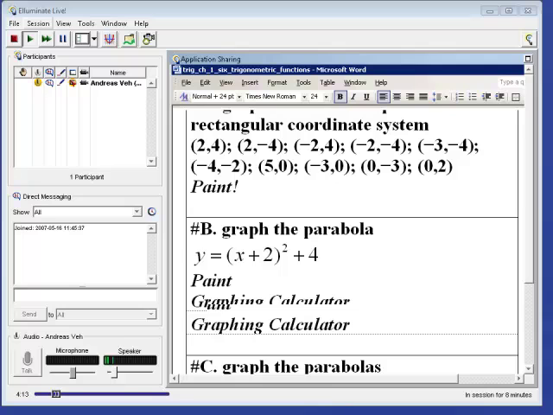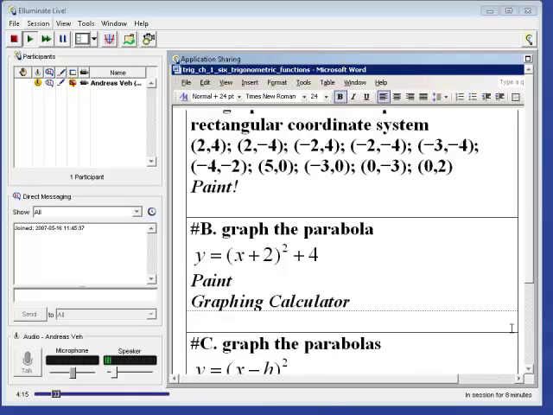It says, graph the parabola y equals (x plus 2) squared plus 4, and then graph the parabolas y equals (x minus h) squared for h equals negative 3, h equals 0, and h equals plus 3.